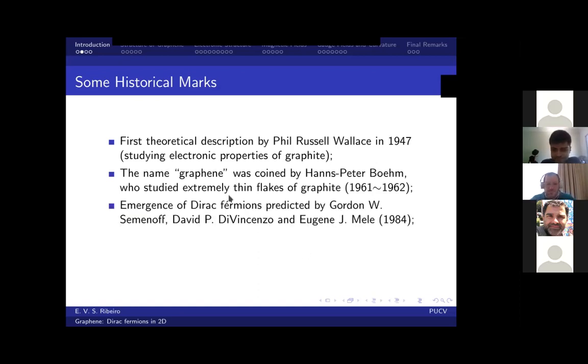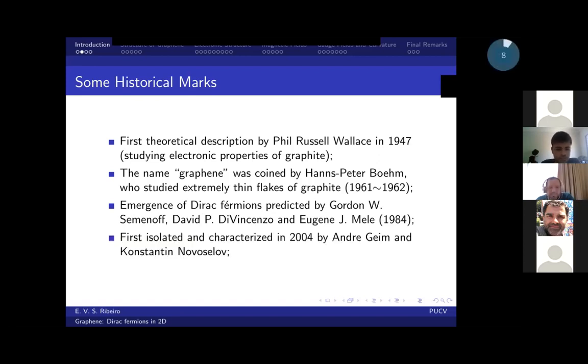So in 1984, Gordon Semenoff, David DiVincenzo, and Eugene Mele predicted the emergence of Dirac fermions in the low energy electronic excitations in graphene. And finally, what I think most people already know is that it was first isolated and characterized in 2004 by Andre Geim and Konstantin Novoselov. And this gave them the Nobel Prize of 2010, if I'm not wrong.